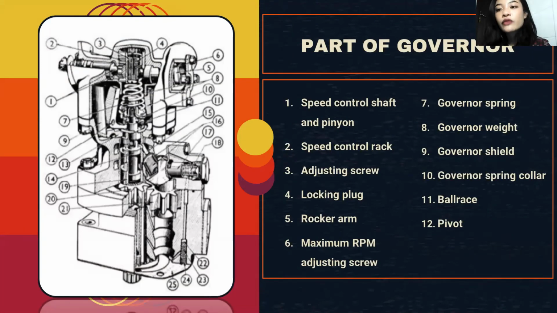Next is parts of the governor. Number 1 is speed control shaft and pinion. Number 2, speed control rack. Number 3, adjusting screw. Number 4, locking plug. Number 5, rocker arm. Number 6, maximum RPM adjusting screw. Number 7, governor spring. Number 8, governor weight. Number 9, governor shield. Number 10, governor spring collar. Number 11, bar wrench. Number 12, pivot.